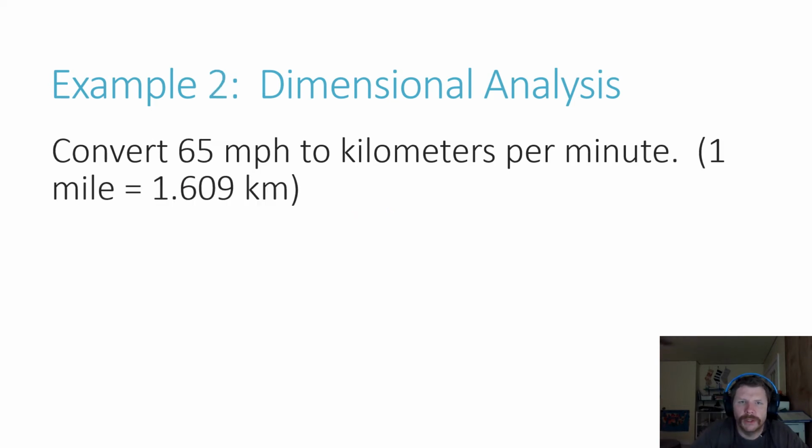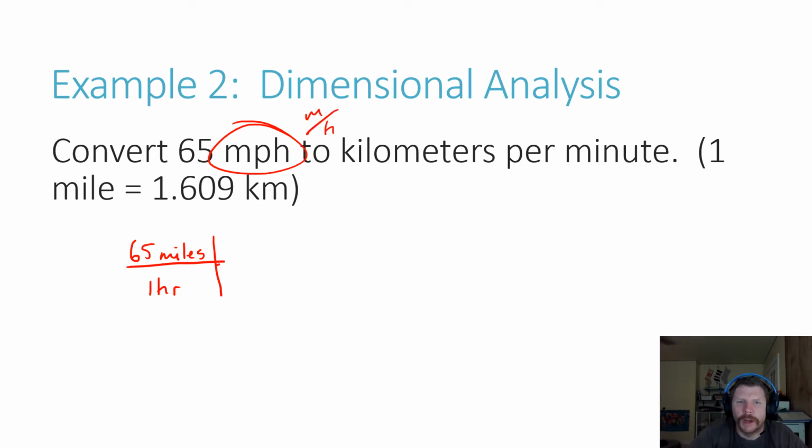Next up, dimensional analysis of 65 miles per hour. So here we've got a number that has 2 dimensions. So I'm going to write 65 miles over 1 hour. Okay, so would everyone agree that this is 65 miles per hour? This is another way to represent it, but that unit right there is m over h, miles per hour.